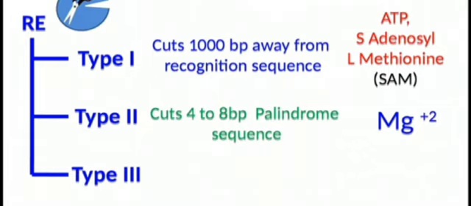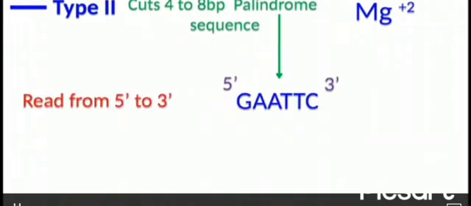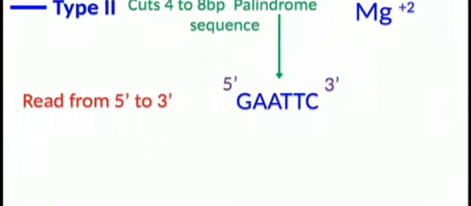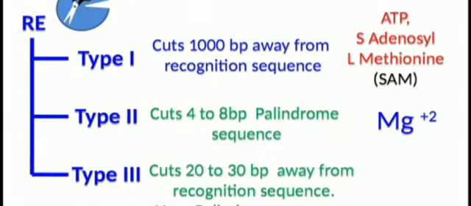So we know that this palindrome sequence is the sequence that reads the same from 5 prime to 3 prime direction. So this direction is the same from 5 prime to 3 prime. The same sequence is read like GAATTC from 5 prime to 3 prime direction. And similarly from the below we will have the same sequence, 5 prime to 3 prime, we will have the GAATTC sequence. The type 3 restriction enzymes cut at 20 to 30 base pairs away from the recognition sequence, that is a non-palindrome sequence.